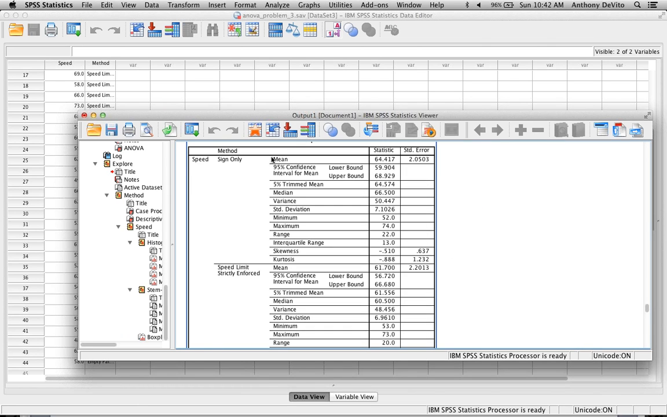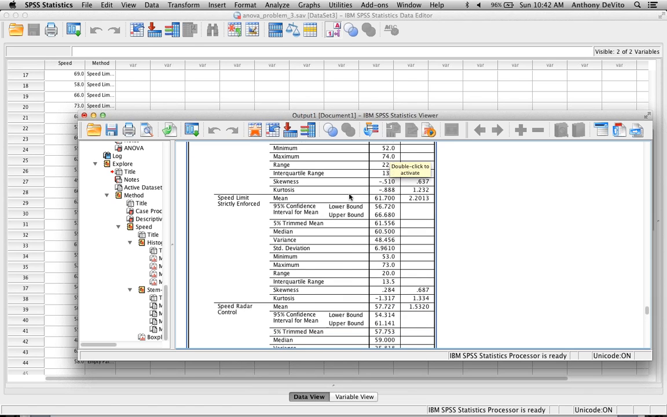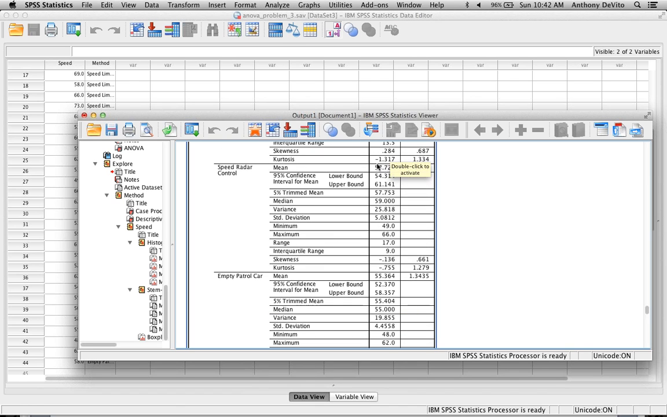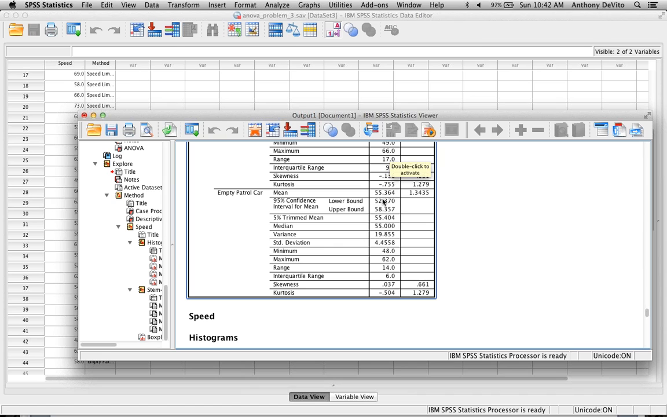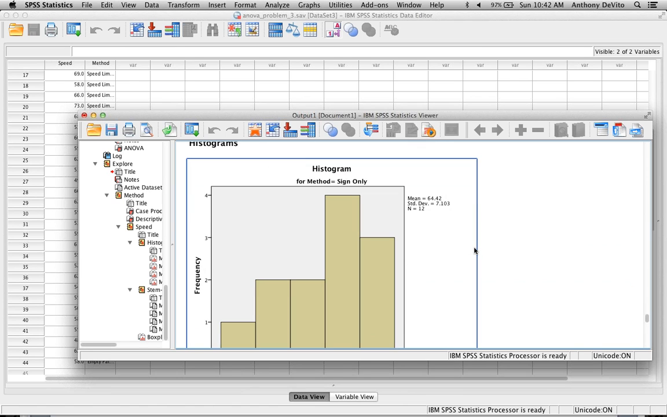Okay, sign only, the average speed was 64 miles an hour. Speed limit strictly enforced sign, 61 miles an hour. Speed radar control, 57, and a patrol car on the side of the road, 55. So it does seem like there's a difference.